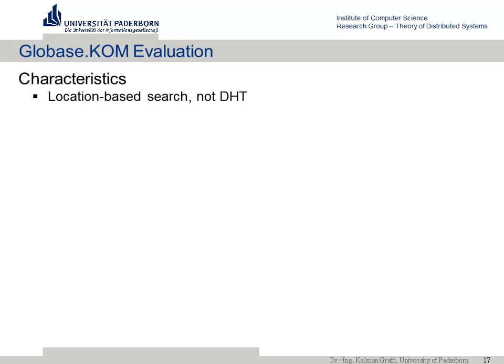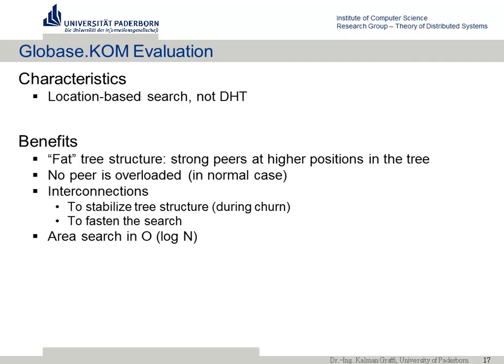Okay, so to summarize, what are the characteristics? Very prominent, very important: location-based search, not the DHT, and it creates a tree structure which basically maps the geographical position of the nodes, and introduces some responsibility rectangulars. And what you come up with is a fat tree structure. That means that strong peers are located at higher positions in the tree.